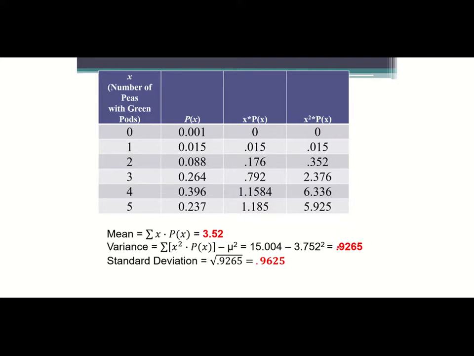Standard deviation is just the square root of that number, 0.9625. Actually, hold up. It's not this number that's wrong. It's this one. This one should actually be 3.752. That's the sum of x times p of x.